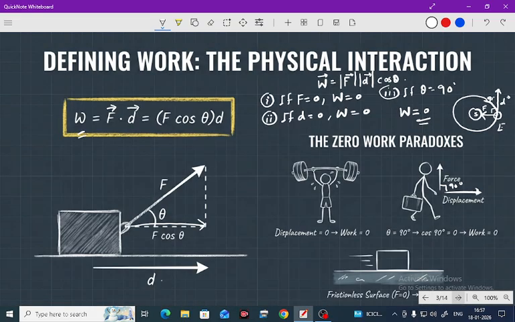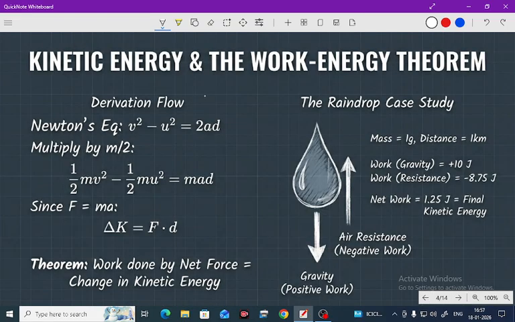Next point is kinetic energy and the work energy theorem. Derivations flow. Newton's equation: v square minus u square equal to 2a into d. Multiplied by m by 2, 1 by 2 m v square minus 1 by 2 m u square equal to m into a into d, right? And since F equal to ma, therefore the change in kinetic energy equal to F into d, force into displacement. The change in kinetic energy is equal to force F dot d, that is work done, right? So work done equal to change in kinetic energy.